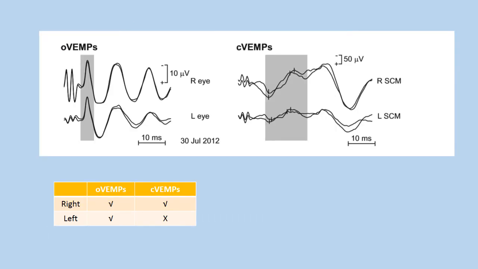In another case, as you can see here, the left panel shows the OVEMs results. Both OVEMs were present and they are symmetrical. This indicates normal utricular function. As for the CVEMs shown in the right panel, the amplitude of the left SCM is smaller when compared to the right SCM. The result shown here indicates saccular loss on the left side.